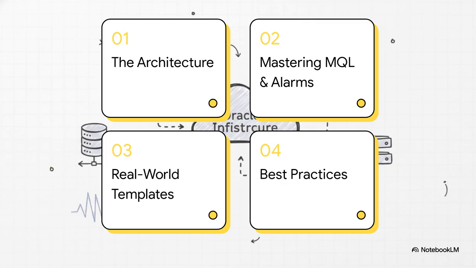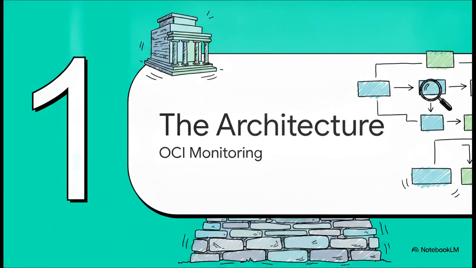Here's our no-nonsense roadmap for today's explainer. Number 1, the architecture. 2, mastering MQL and alarms. 3, real-world templates. And 4, best practices. Section 1, the architecture. Let's get a solid understanding of OCI monitoring.